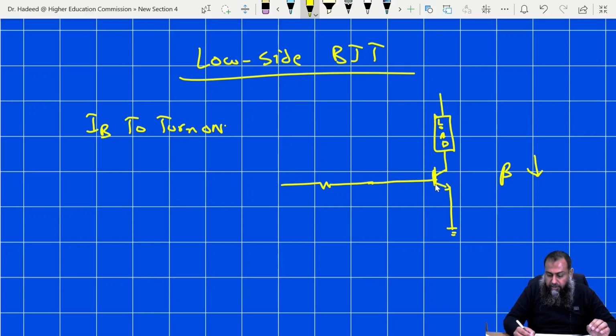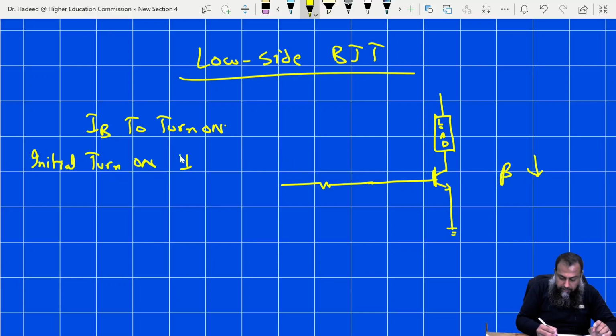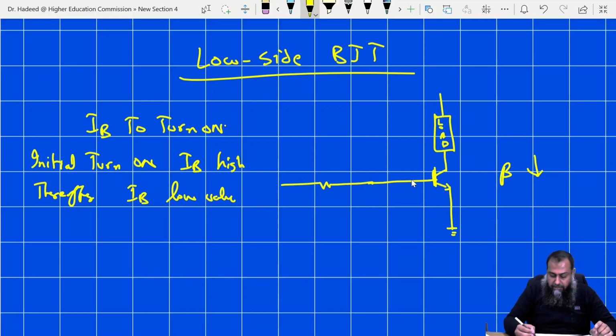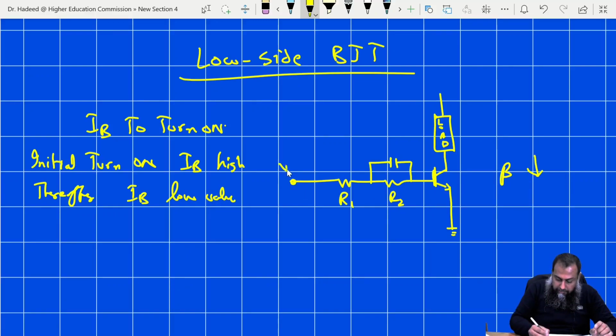We can increase the switching speed of this BJT if, for example, for the initial turn on, we have an IB of higher value, and thereafter we keep this IB at a lower value. This can be effectively done by introducing another resistance here. So instead of having a single resistance, we can have two resistances, and here we have one capacitor which is connected across this resistance. So this is R1, this is R2, and here we are applying the input voltage.